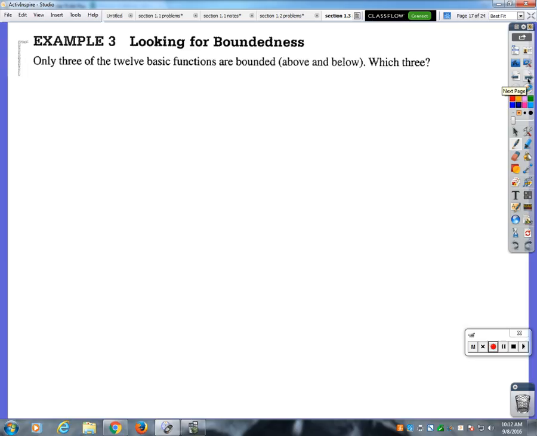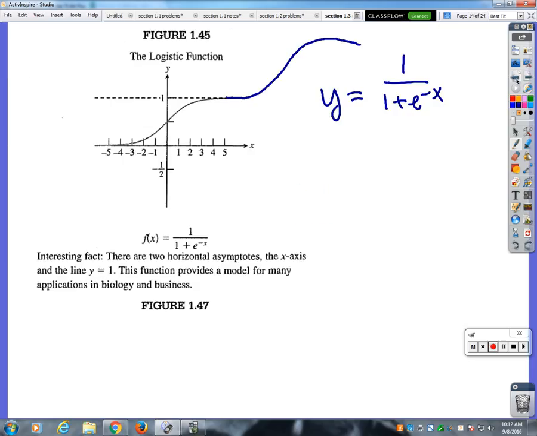All right, only 3 of the 12 basic functions are bounded both above and below. Which ones? Cosine and sine are bounded above and below. And what's the last one? X squared goes up forever. Square root can go up forever if you keep putting in bigger numbers. The logistic function, yes, that one has those 2 lines as the boundaries of that line, okay? So it's bounded above and below by that line right there, okay?